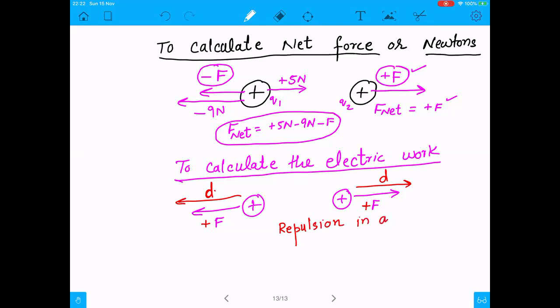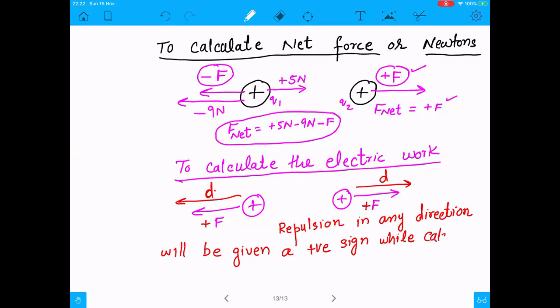So repulsion in any direction will be given a positive sign while calculating electric work.